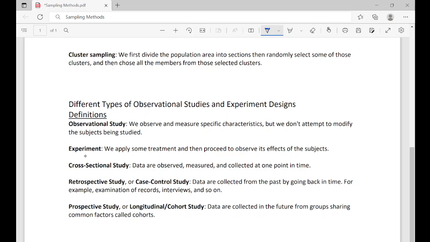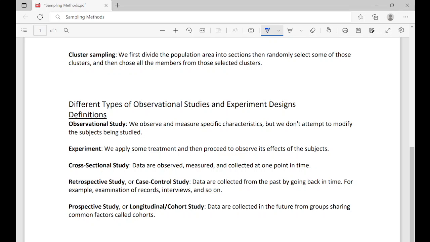Whereas an experiment is where we apply some treatment and then proceed to observe its effects on the subject. Take, for example, a vaccine trial. We have those who are given the new vaccine, and we have a group of people who are given the placebo. So it's something where we can actually modify the subjects, and we just look and see what happens.